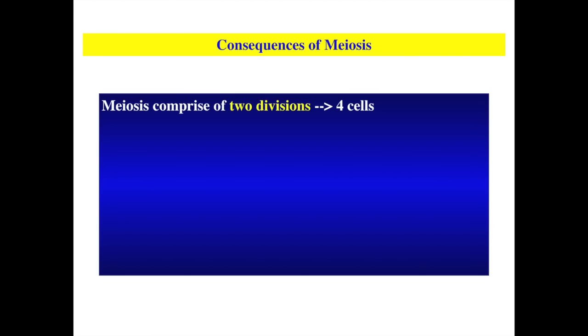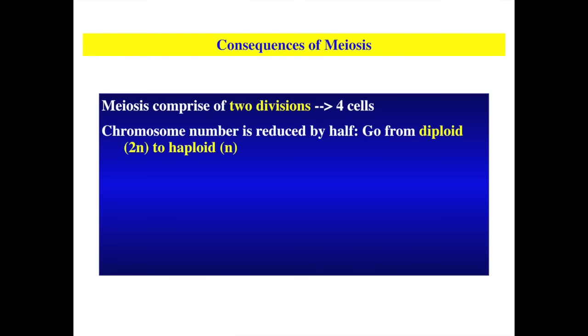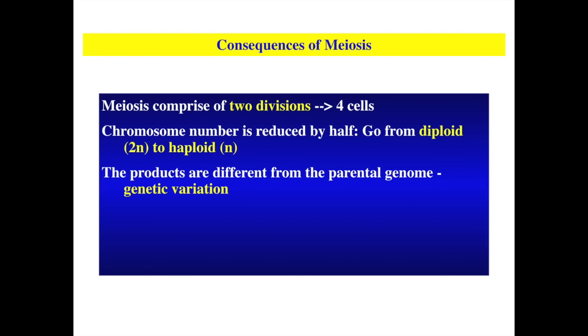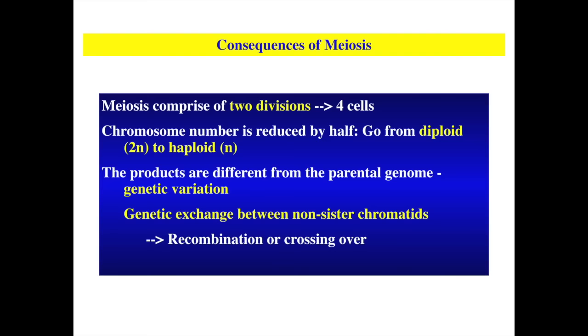So what are the consequences of meiosis? Meiosis comprises two divisions, which ends up yielding 4 cells. The chromosome number is reduced by half. You go from a diploid cell, 2n, to a haploid cell, n. The products are different from the parental genome, resulting in greater genetic variation, and that's one of the goals of meiosis. There is genetic exchange between non-sister chromatids, and this happens during recombination or crossing over. And there's random distribution of the final chromosomes.